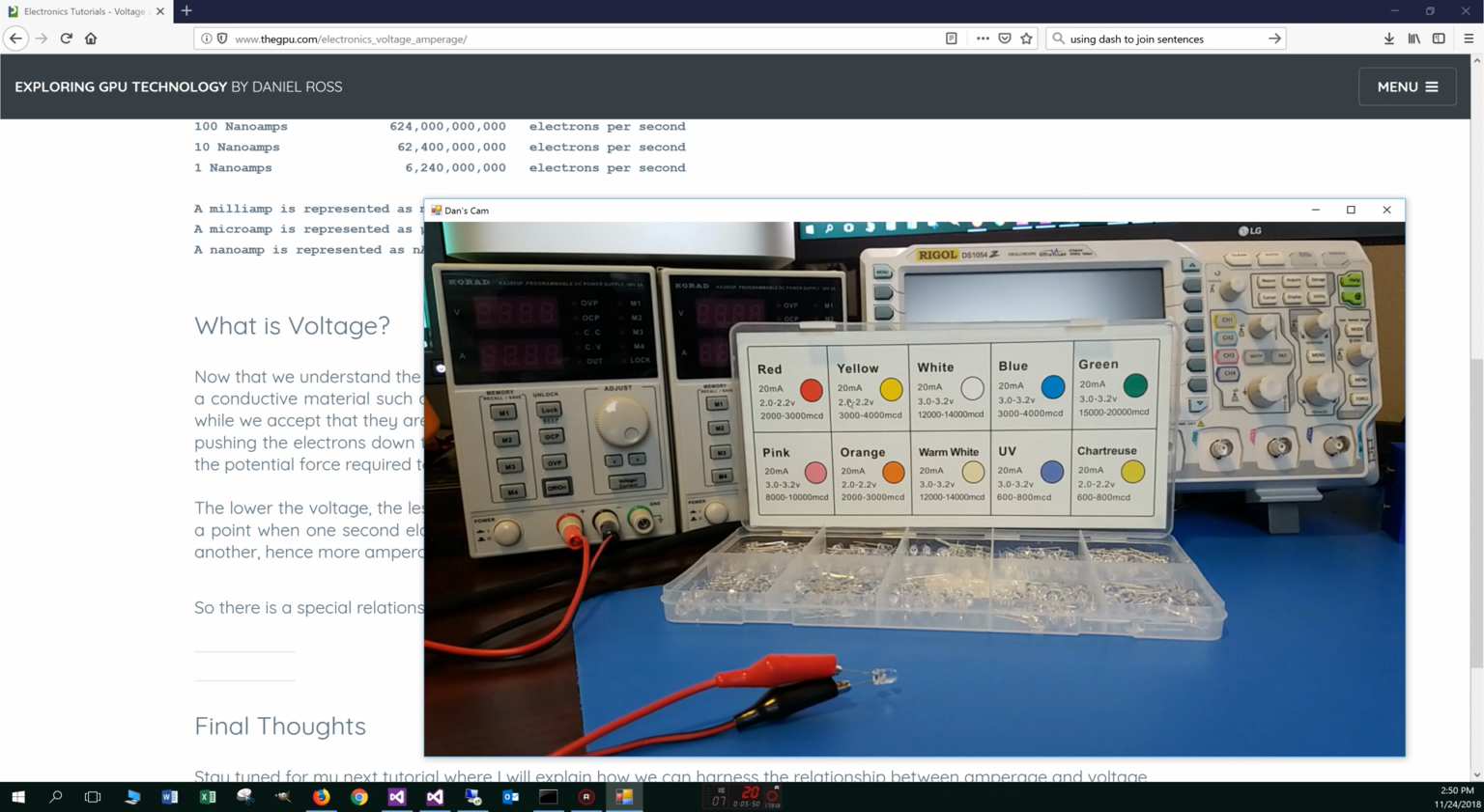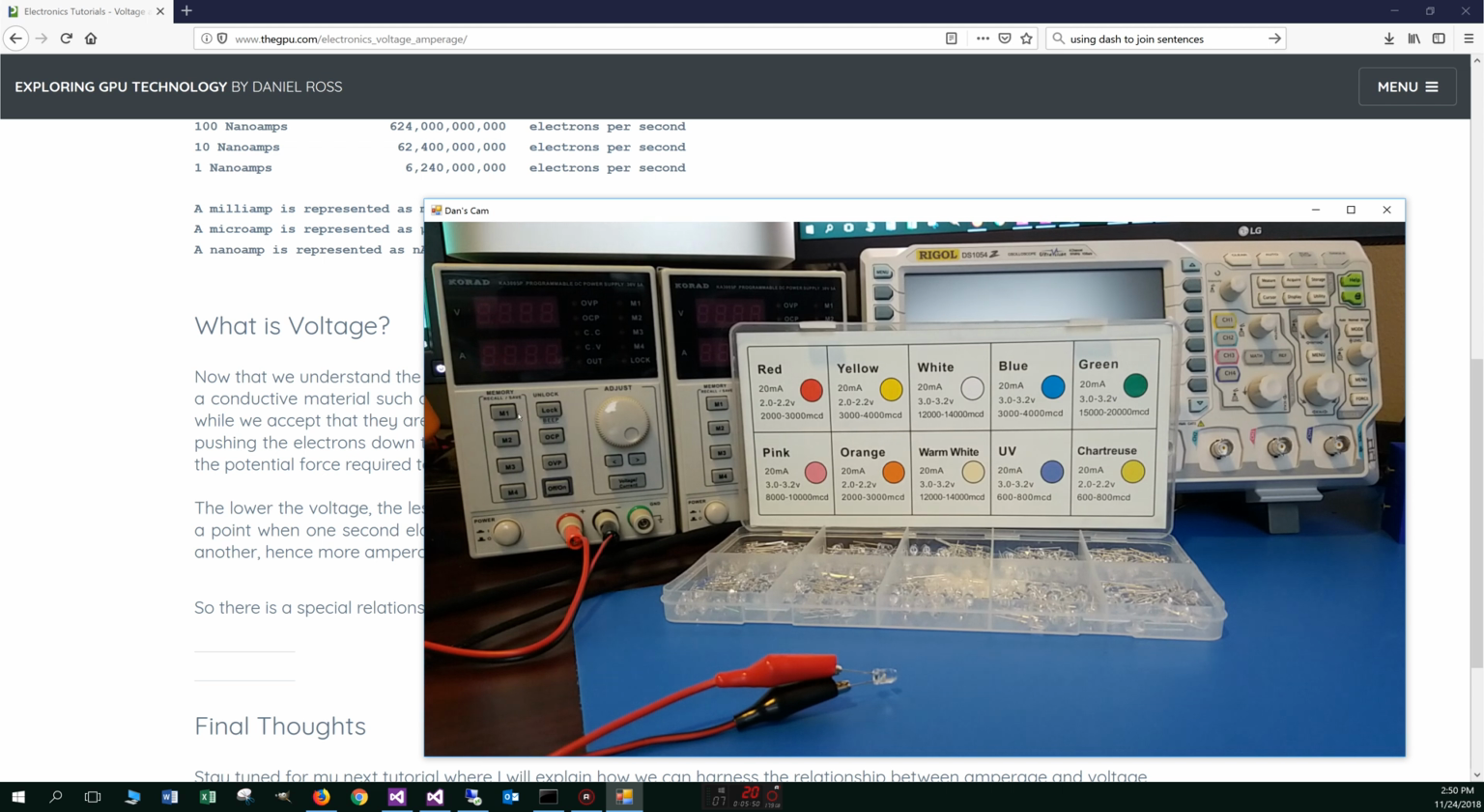So for example, the yellow is only 2 to 2.2 volts, so some of these have different specs. So that's what we're dealing with right here, the white one right down there. Over here is my Korad, and that's my DC linear power supply. I'll go over some, and I have two of them.